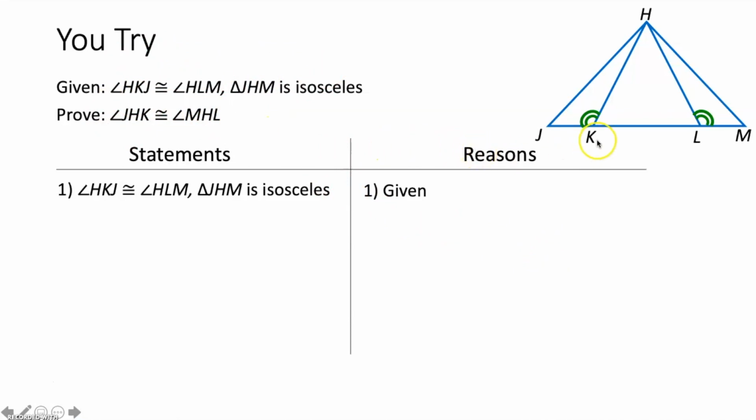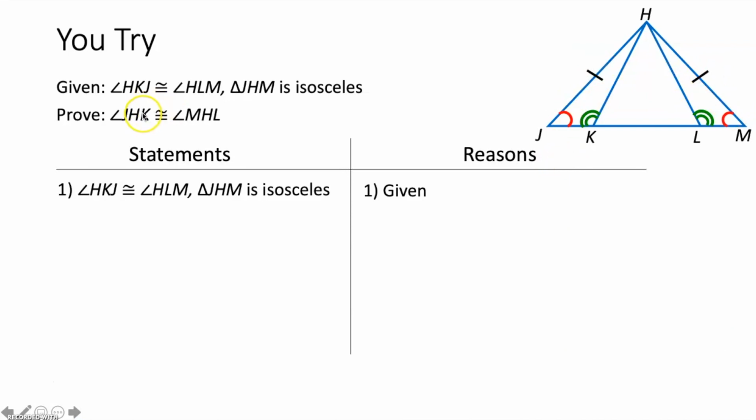Well, based on this figure, we already have marked up these two angles. That was part of our given. We're also given that triangle JHM is isosceles. Remember, because it's isosceles, you know that it has at least two congruent sides by the definition of isosceles triangle. And it looks like segment JH and segment HM are the two congruent sides. So we can say those are congruent by the definition of isosceles triangle. You also know by the isosceles triangle theorem that the base angles of an isosceles triangle, the angles that are opposite the congruent sides, must also be congruent. So we can mark that up.